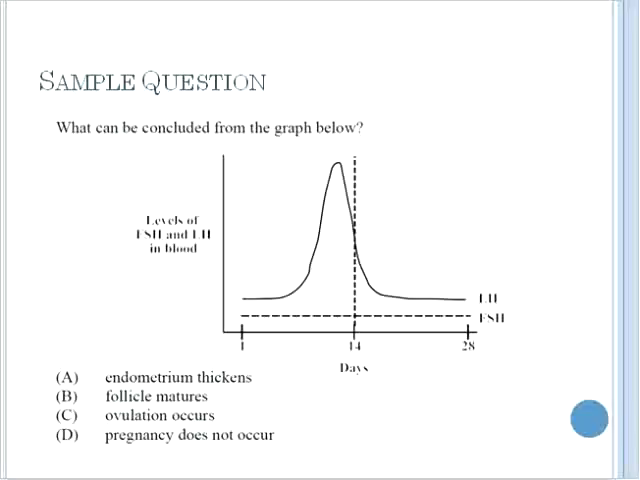This question asks what can be concluded from the graph below. As you will clearly see in this graph, luteinizing hormone levels have spiked. FSH levels have remained solid. The answer to this question would indeed be C. Ovulation occurs. Elevated luteinizing hormone levels, remember, triggers ovulation.